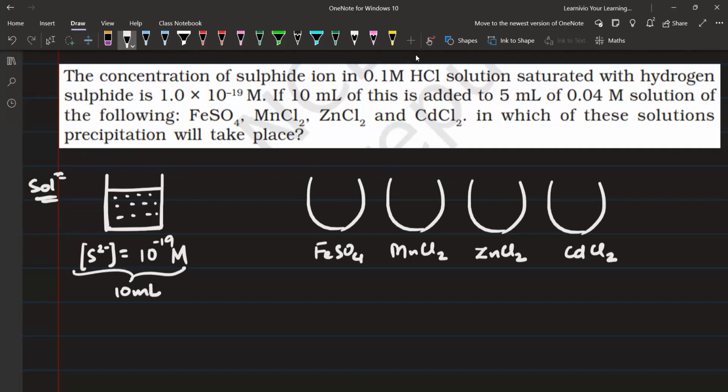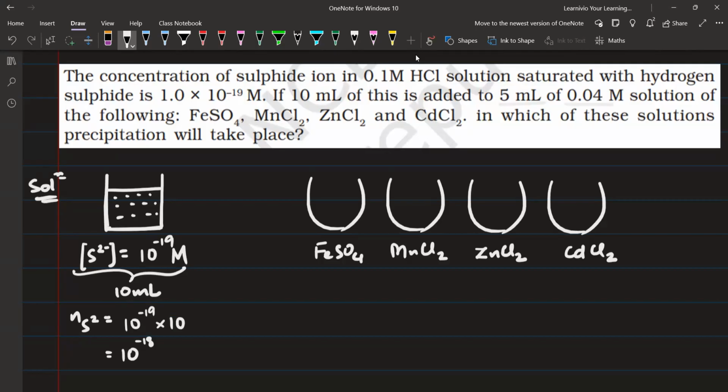10 ml, yes. 10 ml means the number of moles of sulfide ion will be equal to molarity into volume, right? So what is the molarity we have? That is 10 to the power minus 19 and the volume is 10 ml. I am keeping everything in milli, so this will be equal to 10 to the power minus 18. Okay. And after that, in all of these, is added 5 ml of 0.04 molar solution of the following.